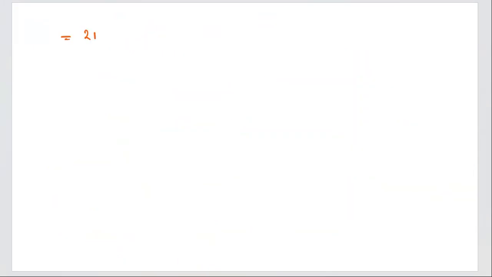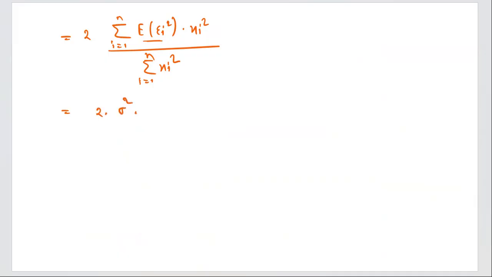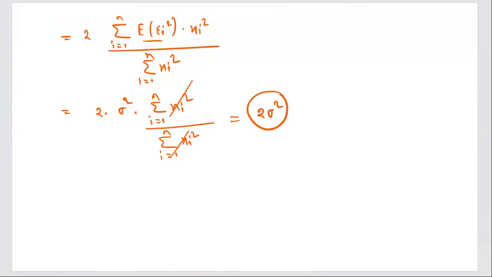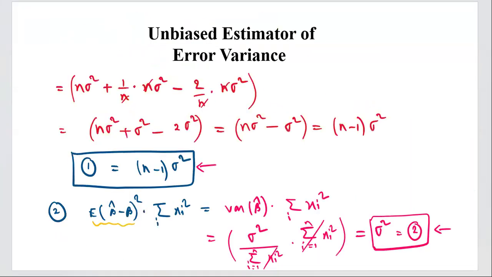So 2 into, what do you have? Summation i from 1 to n, expectation of epsilon i square into xi square upon summation i from 1 to n small xi square. So this is sigma square. So 2 into sigma square into this summation, xi square upon summation i from 1 to n xi square. So this will cancel out. Third part becomes 2 sigma square. Right now, so we have all the three parts.